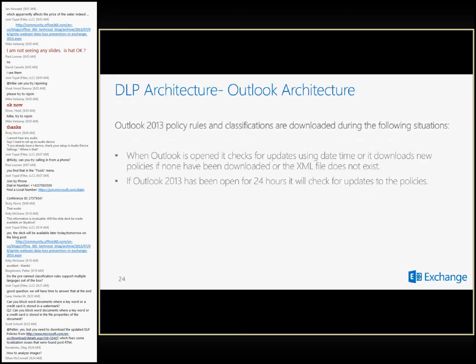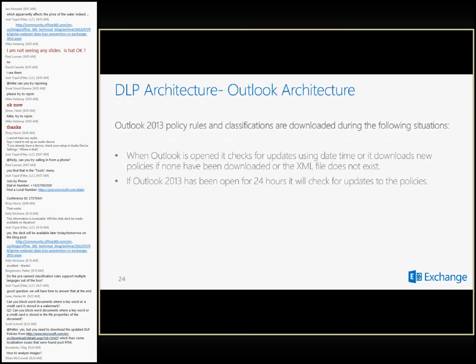What the Exchange server does is read these DLP policy rules and create an XML blob. And every time Outlook 2013 launches, it is going to request this XML blob, which contains all the DLP policies, actions, and whatever it needs to look for in sensitive data.